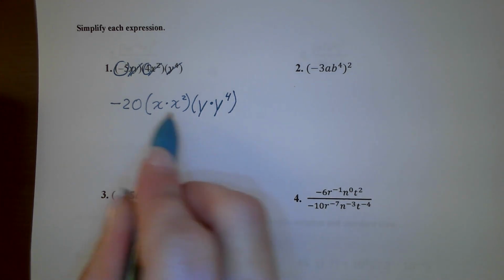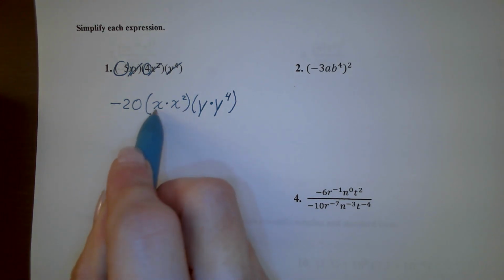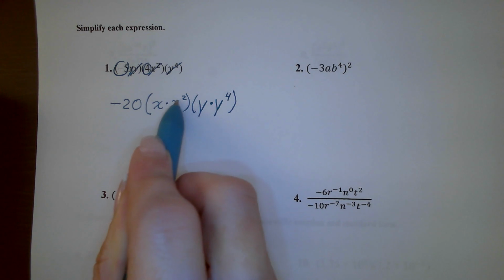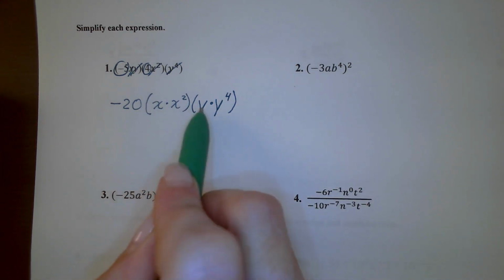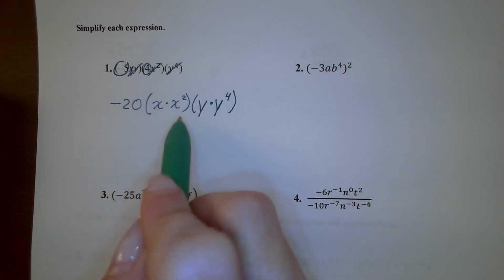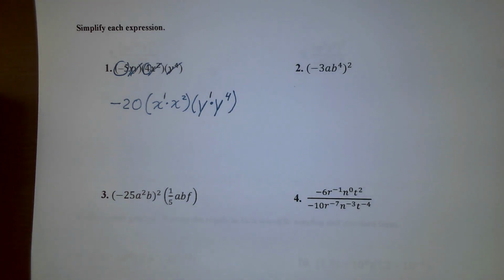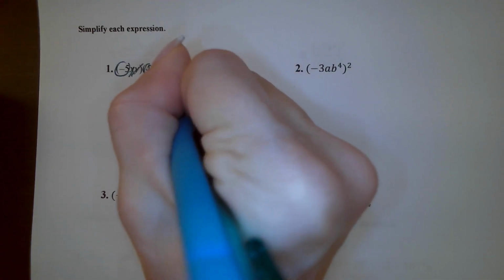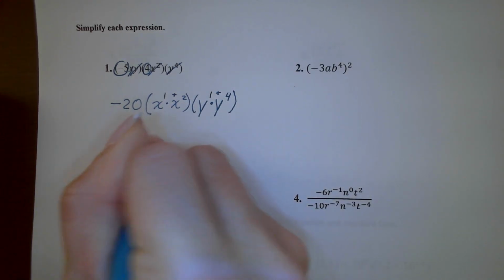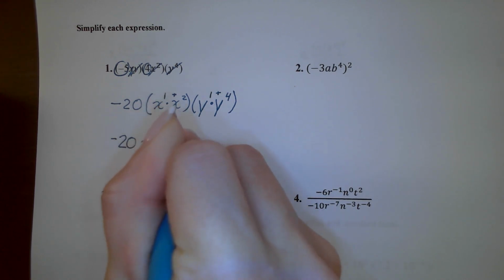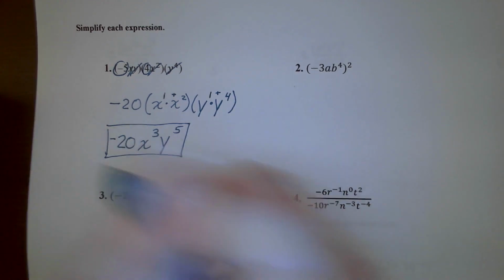So from here, I'm going to remember, what do I do with my bases and my exponents? Well, they're matching bases, so I'm going to add my exponents. But before I do, I need to remember that even though my x and y don't have visible exponents, they do have that invisible exponent or power of 1. So when I add my exponents, I get negative 20 x cubed y to the fifth. And that would be my final answer.